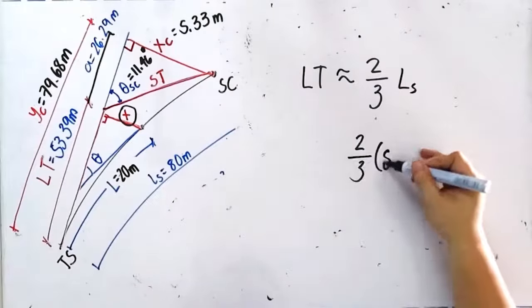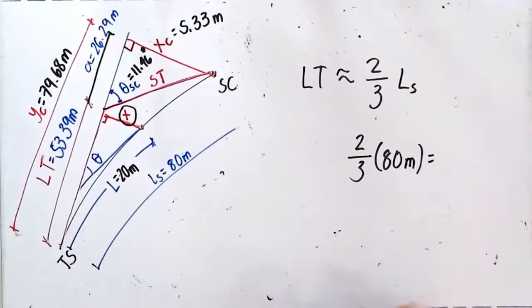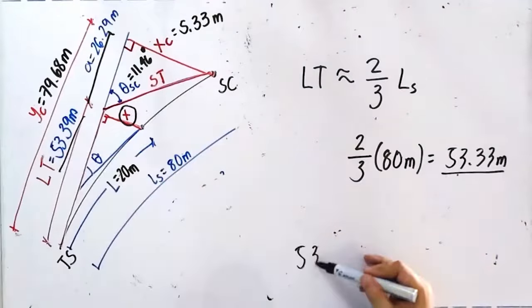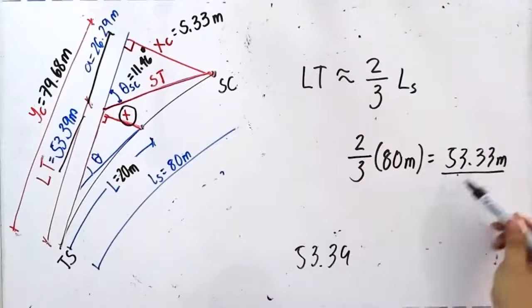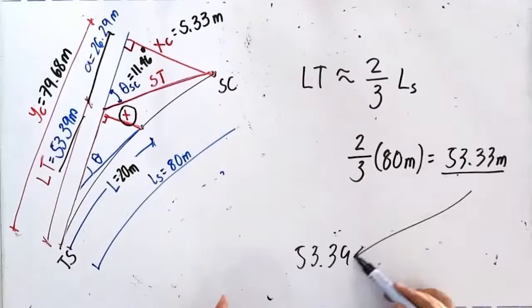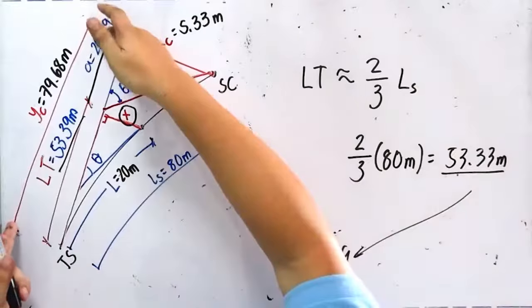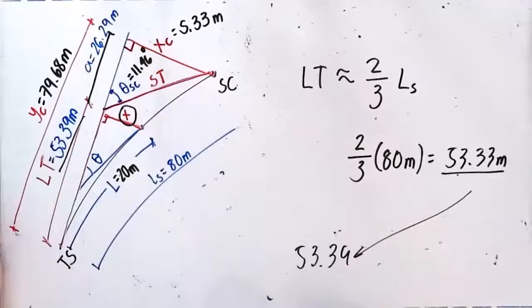2/3 of the length of the spiral, which is 80 meters. So the 2/3 of 80 is 53.33. For example, one of the choices is 53.39. Of course, 53.33 is practically near to 53.39. But don't use it if you have much time left. You stick to the proper way to solve it. You solve for y, you solve for this, and you get to solve this one.